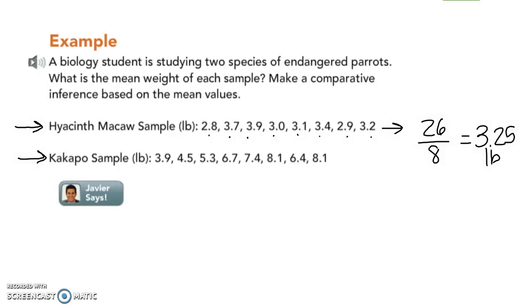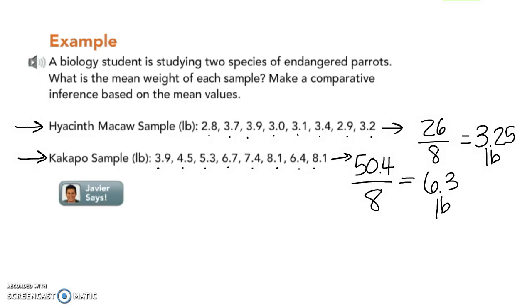All right, now let's do the cockapoo. 3.9, 4.5, 5.3, 6.7, 7.4, 8.1, 6.4, 8.1. I'm seeing some bigger numbers in this data set, so my guess is it's going to be bigger. Alright, I get 50.4 when I add them together. And then I divide that by 8 as well. 1, 2, 3, 4, 5, 6, 7, 8. Yep. Divide by 8. And I get that the mean here is 6.3.